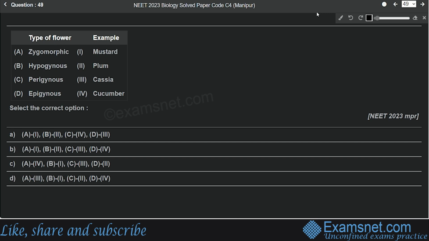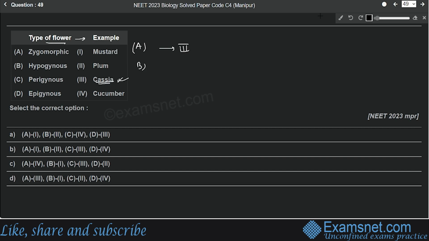Question number 49 is from the chapter Morphology of Flowering Plants, and here we have to match the type of flowers with the correct examples. So the first type of flower is zygomorphic. Now what is zygomorphic flower? It is the flower that can be divided into two equal halves by only one vertical plane. Okay, so the correct match for A will be number 3, cassia. Okay, because cassia is an example of zygomorphic flowers.